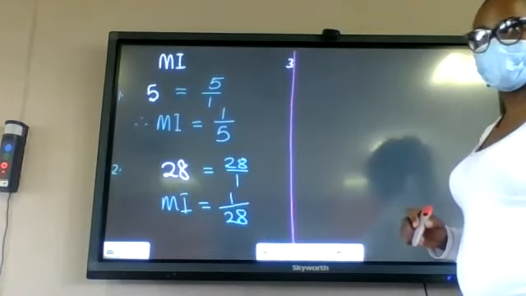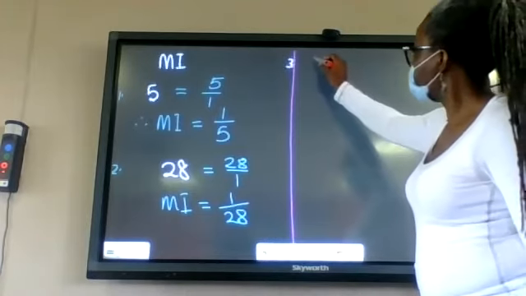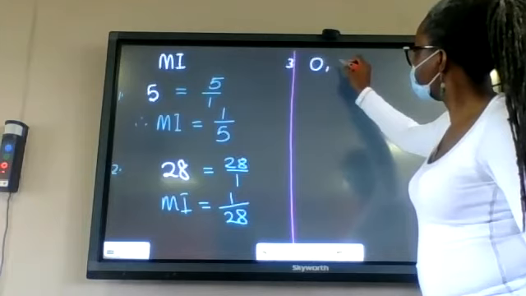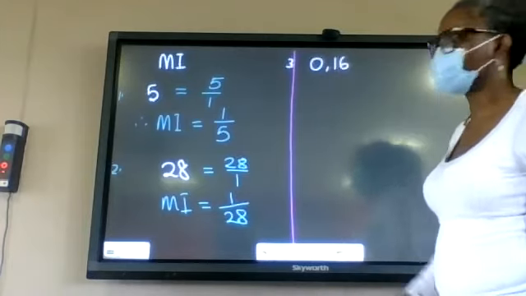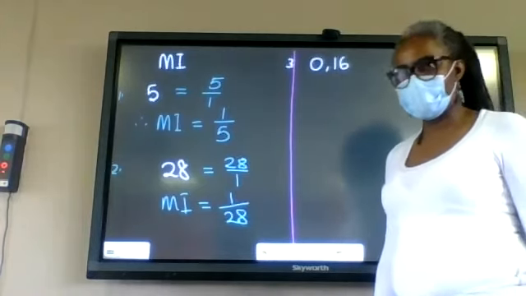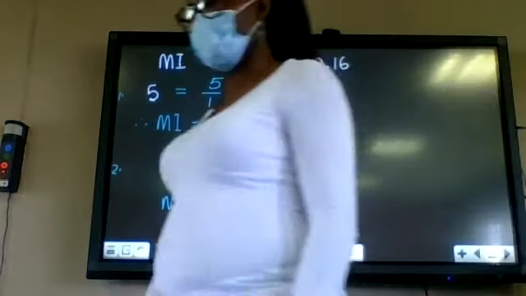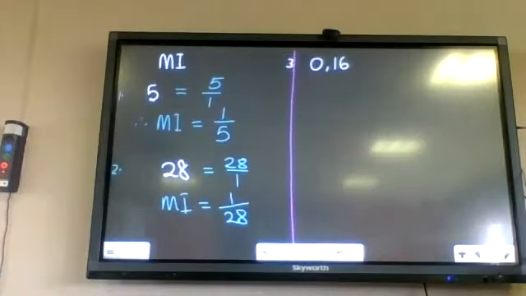Okay, my next example. I want the multiplicative inverse of 0.16. Step 1. Write the number as a fraction. If you have that calculator, that's Casio FX82, it makes you look smart. Just punch the number in and say equal to. Don't let anybody know that's what you're doing. Come now, quick. So convert 0.16 to a fraction for me.